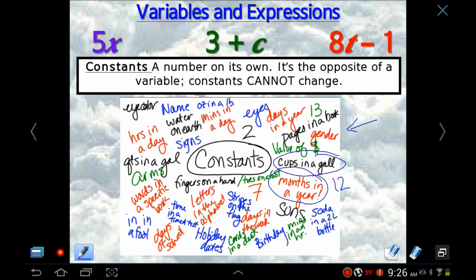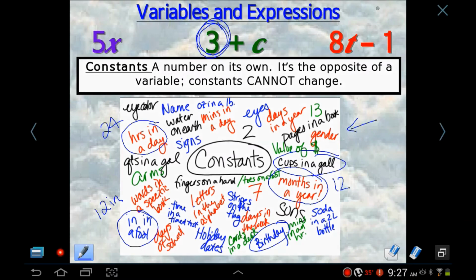Cups in a gallon, that's going to stay constant. Inches in a foot. We will always have 12 inches in a foot. Your birthday, the day you were born, is a constant that will not change, no matter how much you want it to be different. All you people that are born on Christmas, you know what I mean. Hours in a day, that will always be 24. So constants are the numbers, basically.